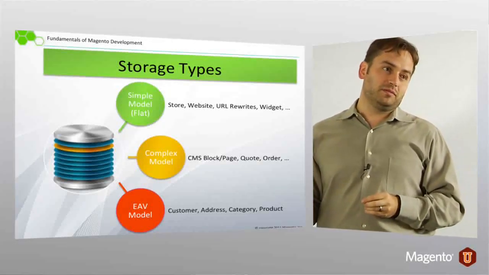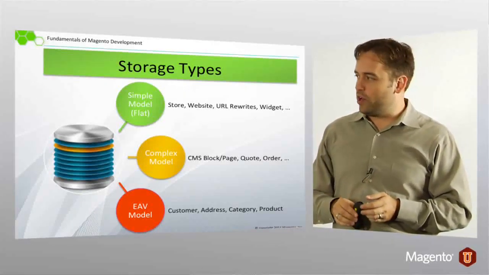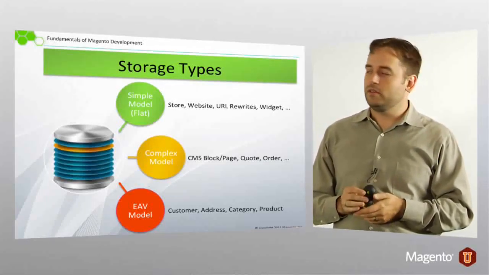And then we have the EAV model. Examples of EAV entities in Magento are products, categories, customers. These are a bit more complex because what we have is configurable attributes. We can add attributes to these entities in a fairly normalized and very object-oriented way. I have an entire section to talk about EAV, so that's all I'm going to say about that right now.